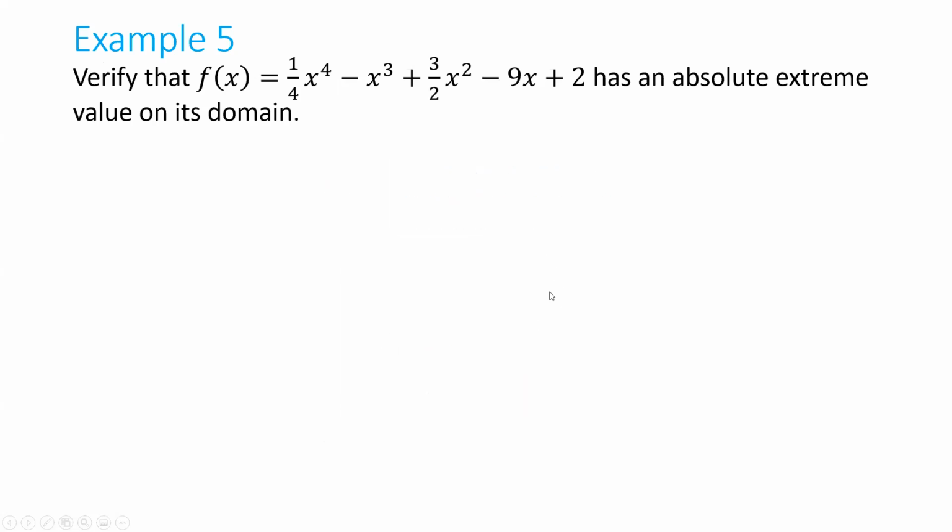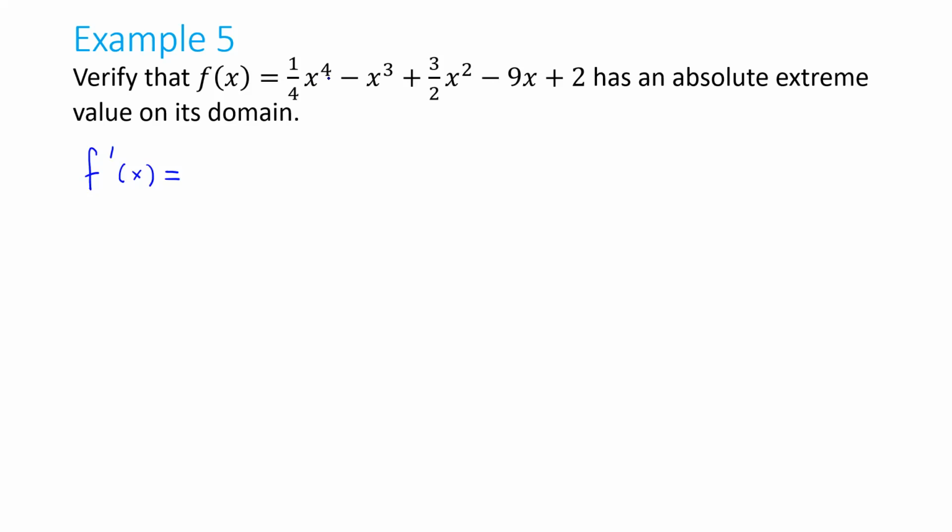So if I want to verify that this function here has an absolute extreme value on its domain, let's go through and we'll find the critical points and see what we can deduce from that. Okay, so again, it's more practice making the sign chart. Okay, so we've got 1/4 x to the fourth minus x to the third plus 3/2 x squared minus 9x plus 2. Okay, so let's do f prime now.